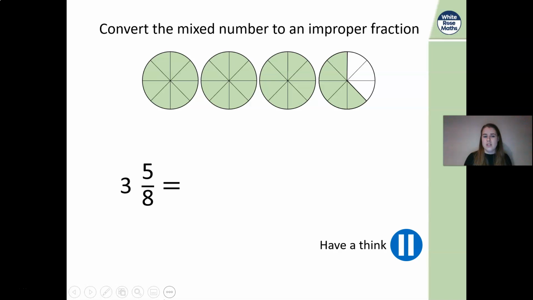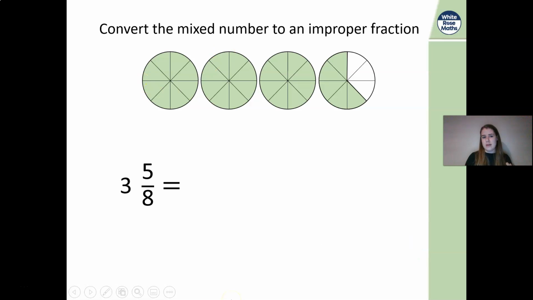Okay, well, let's see if you managed to get it right. So here we can see that we've got 3 whole lots of 8, and we know that they've got to be split equally into 8 because my denominator tells me how many equal parts. So each whole one here has got 8 parts in it, and I need 3 of them because my number here tells me I've got 3 lots of my 8. But then it tells me I've got 5 extra ones left over.